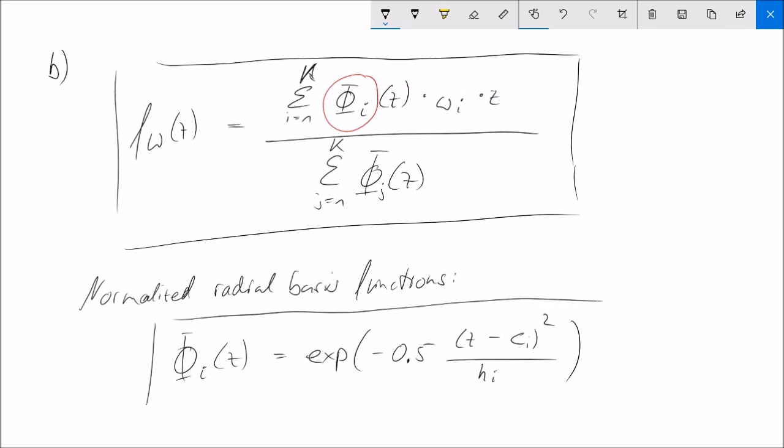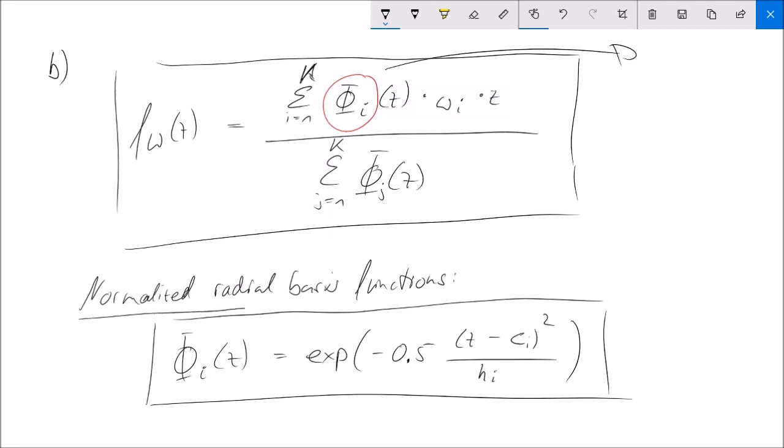If you are interested in which other basis functions exist, just have a look. For example, just Google basis functions, and you will find a wide area of possible basis functions which you could use to generate this forcing function. But here in our lecture we will simply use these normalized radial basis functions.